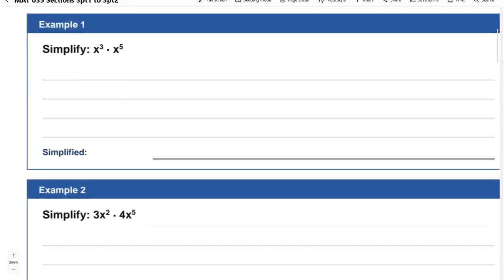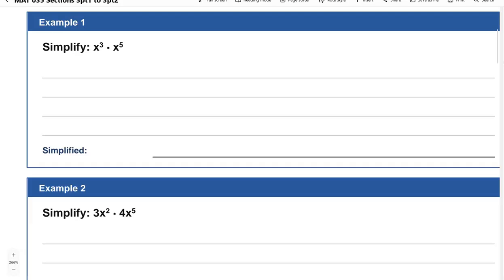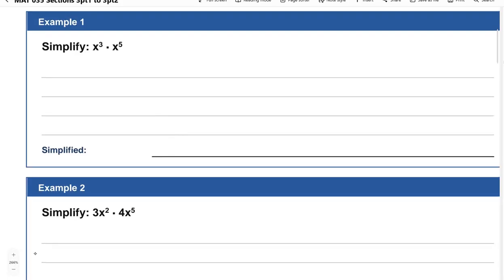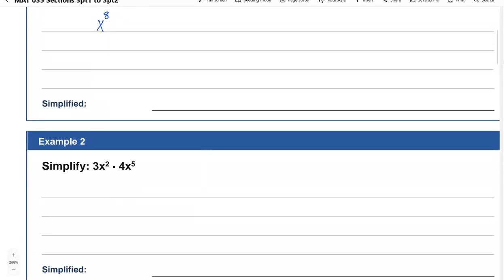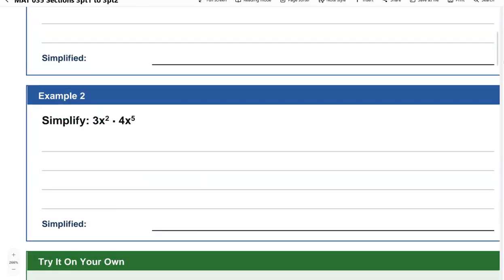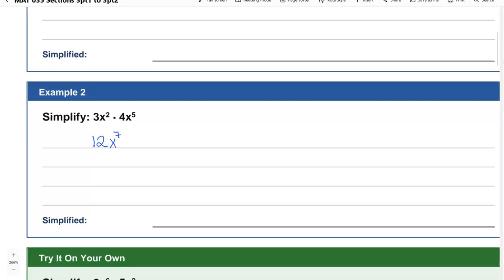So let's look at a few examples. First one, say we want to simplify x cubed times x to the 5th. When we multiply and we have the same base, we're going to add the exponents together. So this is going to be the same thing as x to the 8th. Example 2, we have 3x squared times 4x to the 5th. I'm going to multiply my numbers. 3 times 4 is going to be 12. And then when I multiply and I have the same base, I'm going to add those exponents together. So this is going to end up being 12x to the 7th.